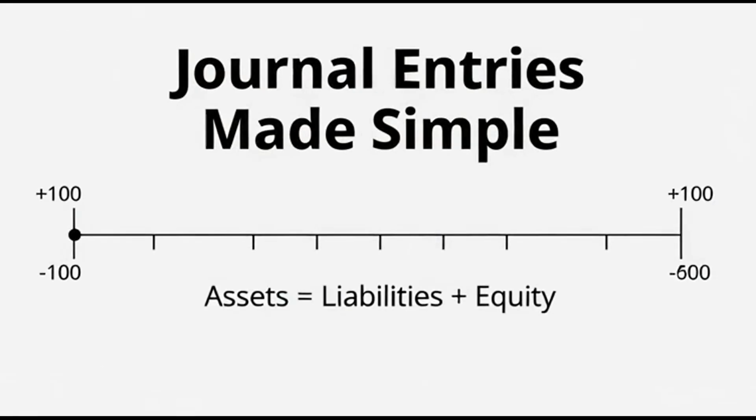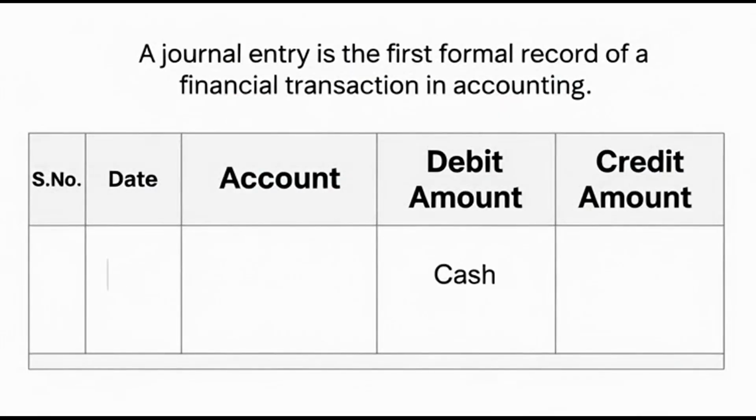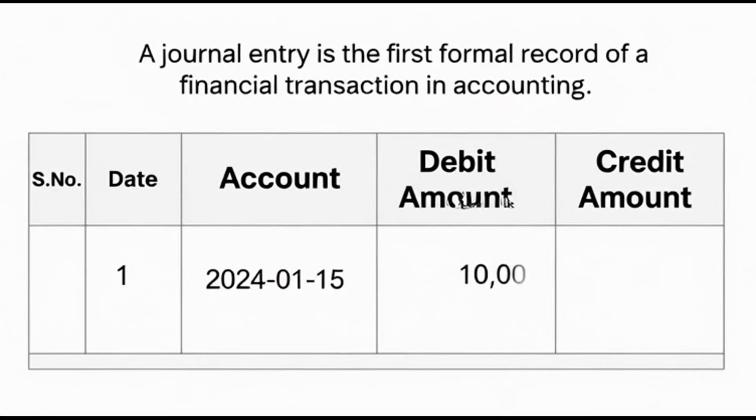If debit and credit confuse you, this video will make journal entries permanently clear in the next few minutes. What is a journal entry? A journal entry is the first formal record of a financial transaction in accounting.